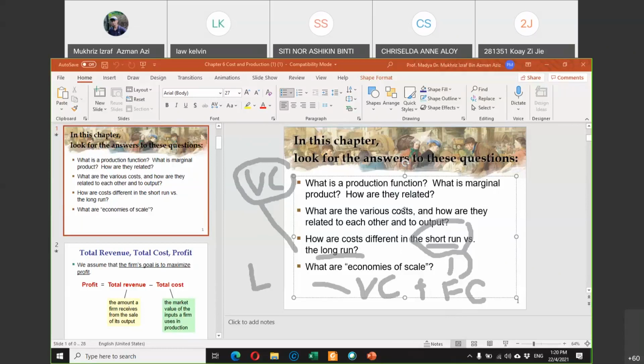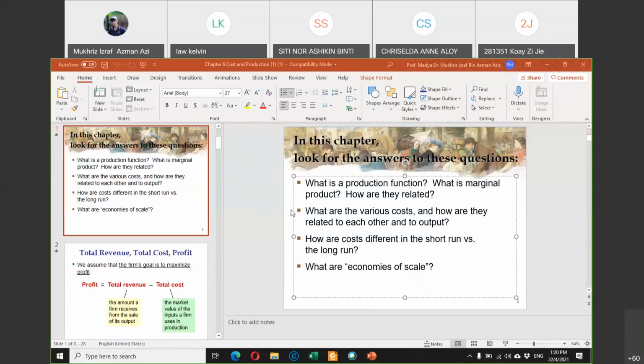But in the short run, there is at least one fixed cost. For example, the cost of your rental, the building rental, the cost of your loan. So at least one of the costs will be fixed. The rest can be variable. Variable cost, as we discussed before, will usually focus on the wages of the workers. The cost of input materials is also part of variable cost.